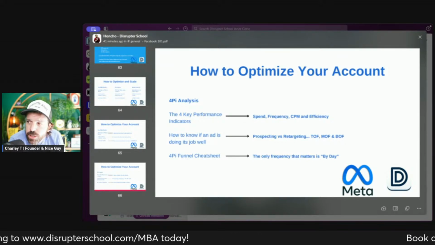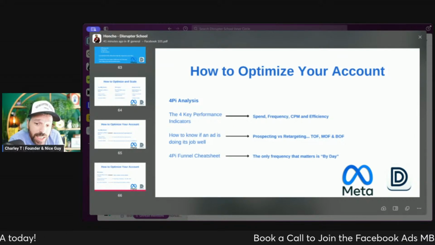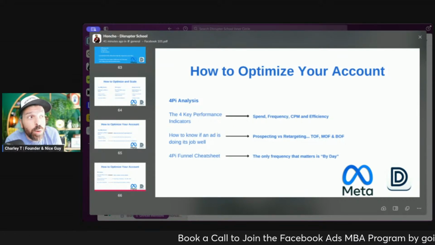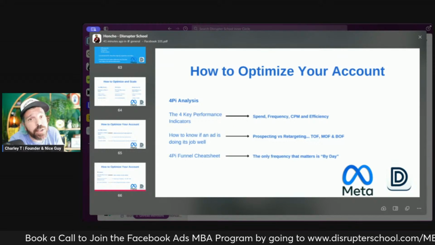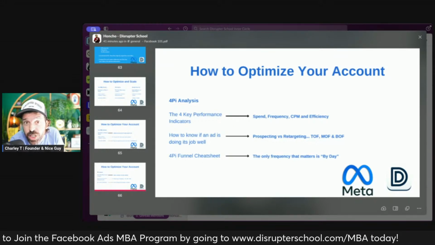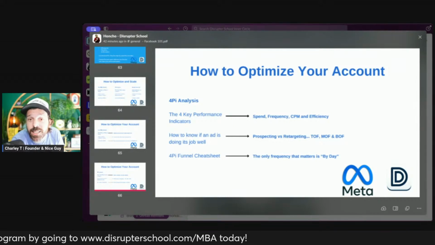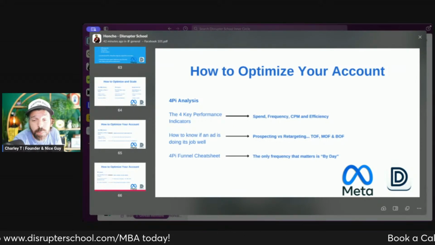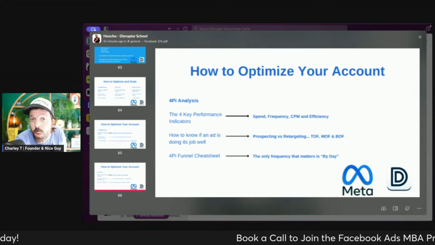If you've ever said to yourself, why is Facebook spending all the money on the bad ad? Why isn't the good ad getting budget? It's almost inherently because of the 4PI analysis. You would be able to understand that in 30 seconds. Oh, that really good ad that's crushing, super high frequency, super high CPM, super high efficiency. And the reason it's doing so well is because it's not spending a lot of money, because it's only being shown to the people where that ad has value, because it's a retargeting ad within your ad set.